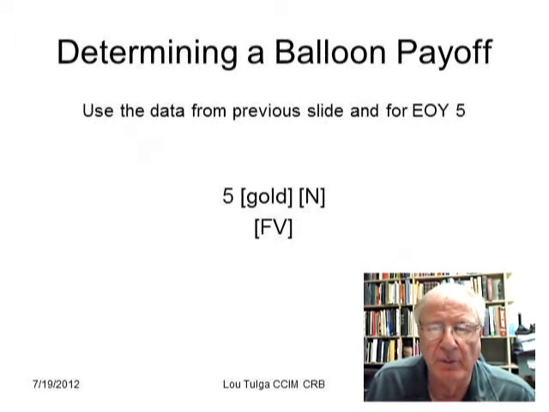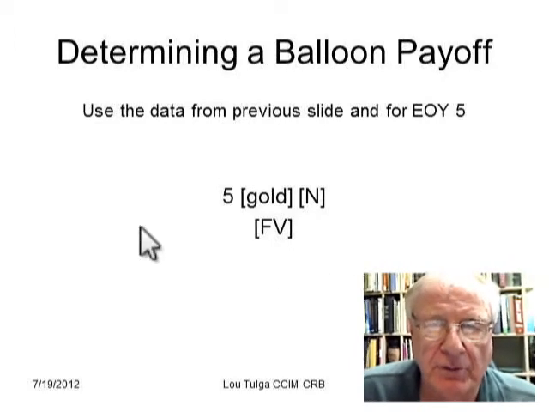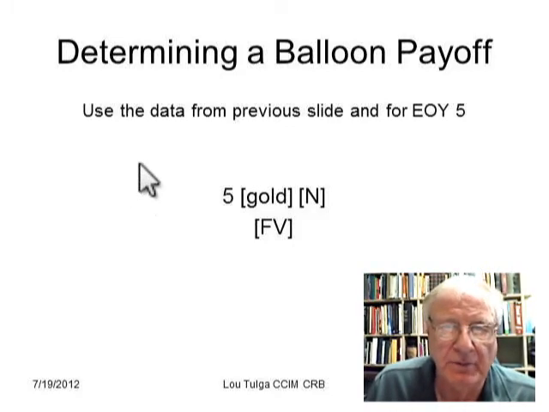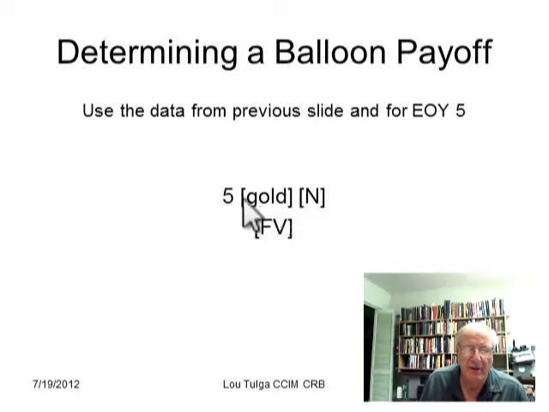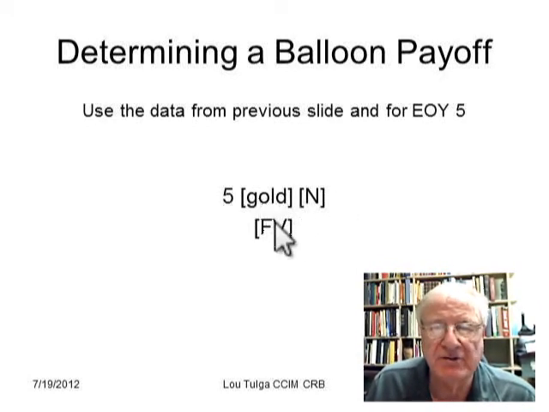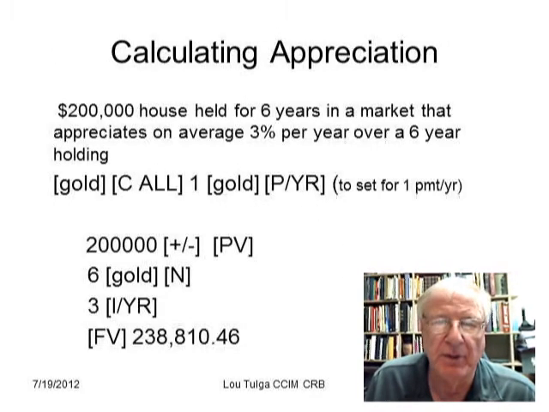Then if you want to figure out a balloon payment with everything still in your calculator there, you want to go 5 gold key N, and this would be at the end of year 5, and that would be 5 multiplied by 12, so it shows 60 on your display. Press the future value key, and it'll tell you what the balloon will be with the 60th payment being paid.